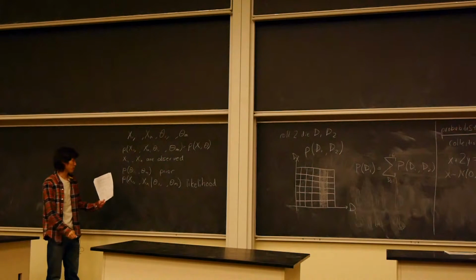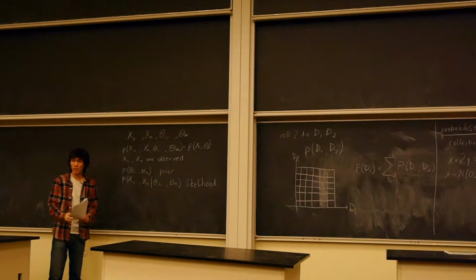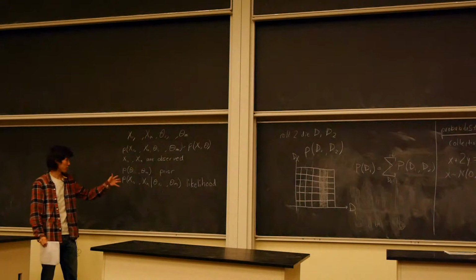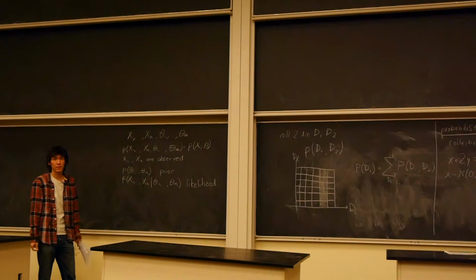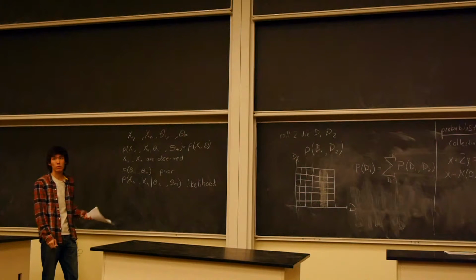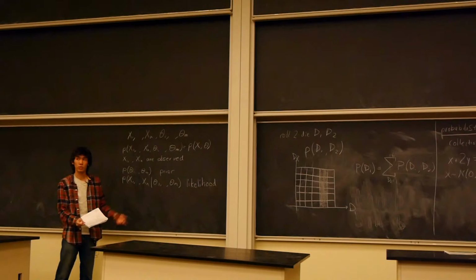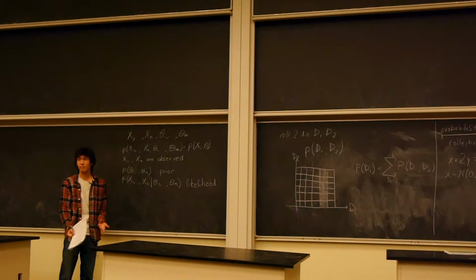The likelihood is the probability of your data, your observed random variables, given the unobserved random variables, the unobserved parameters, the hidden information. And this quantity is what you try to maximize over your hidden information when you're doing maximum likelihood estimation, MLE.